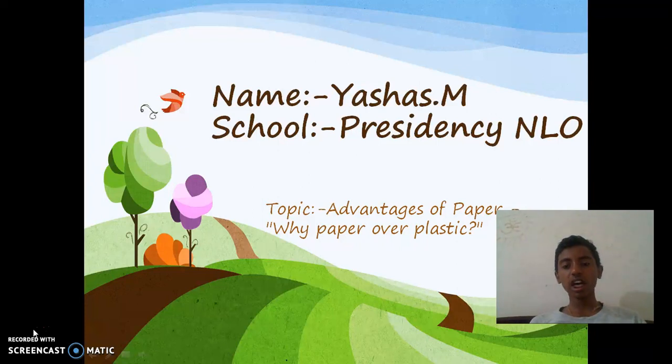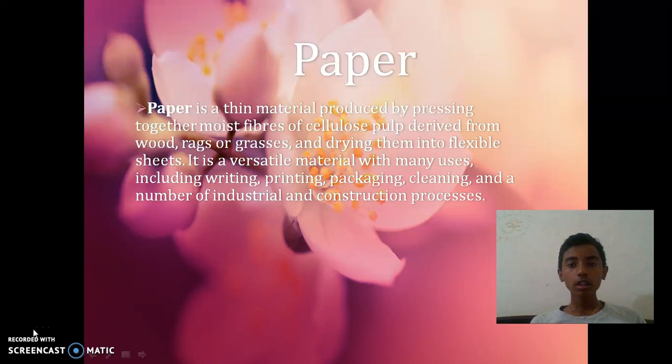Today's topic is advantages of paper over plastic. What's paper? Paper is a thin material produced by pressing together moist fibers of cellulose pulp derived from wood or grasses and drying them into flexible sheets. It is a material with many uses including writing, printing, packaging, cleaning and a number of industrial and construction processes.